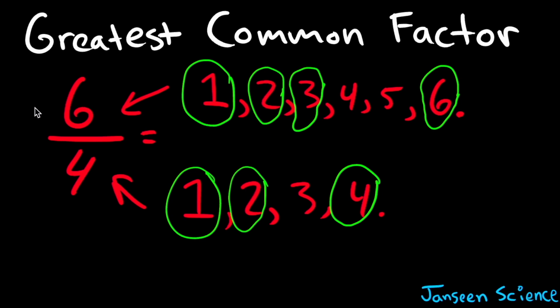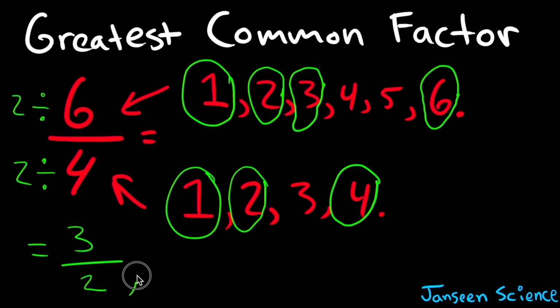So you go ahead and divide both sides by 2. So 6 divided by 2 is 3, and 4 divided by 2 is 2. And there you go. That is your answer, 3 over 2. We just simplified 6 over 4. And there you go.